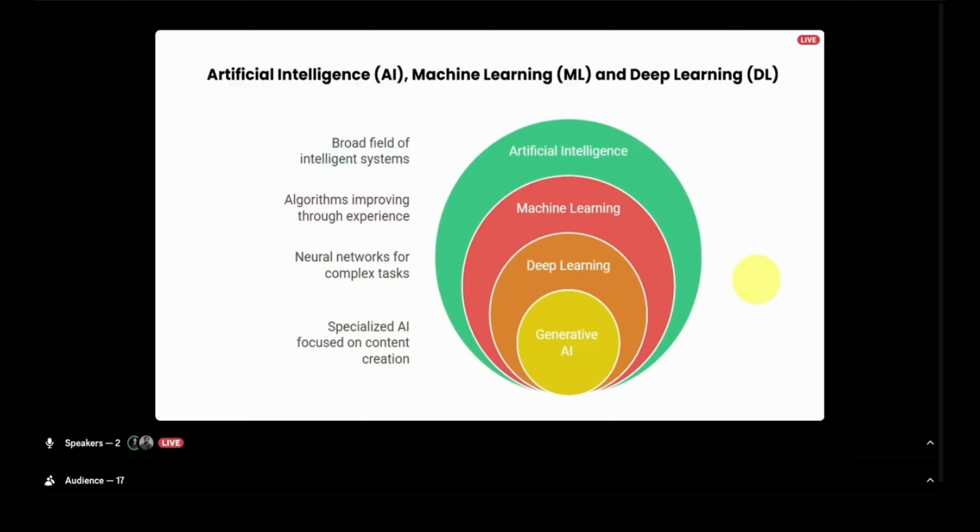But before that, we just need to understand the frontliners, like what exactly is AI, ML, DL, and generative AI. Artificial intelligence is a broad field of intelligent systems. You can visualize it as the whole circle, while machine learning is a subset of AI and deep learning is a subset of machine learning, while generative AI falls in deep learning.